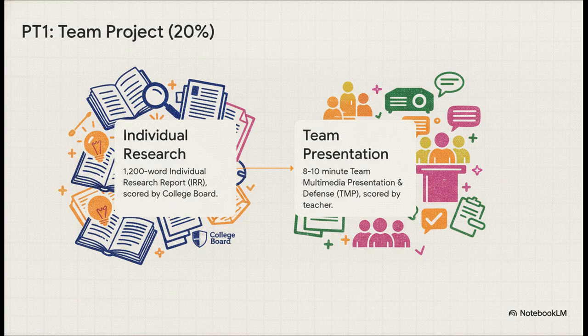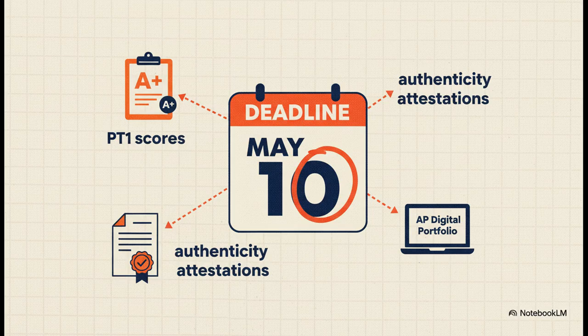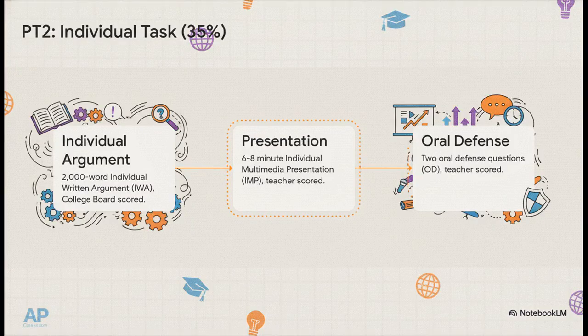Now, here's the part you really need to notice. The College Board scores that individual paper, but you, the teacher, score the team presentation. And here is a date you need to circle in bright red on your calendar, May 10th. This is a hard deadline. It's when you have to submit your scores for those team presentations. And, just as importantly, when you have to attest that each student's IRR is their own authentic work in the AP Digital portfolio.